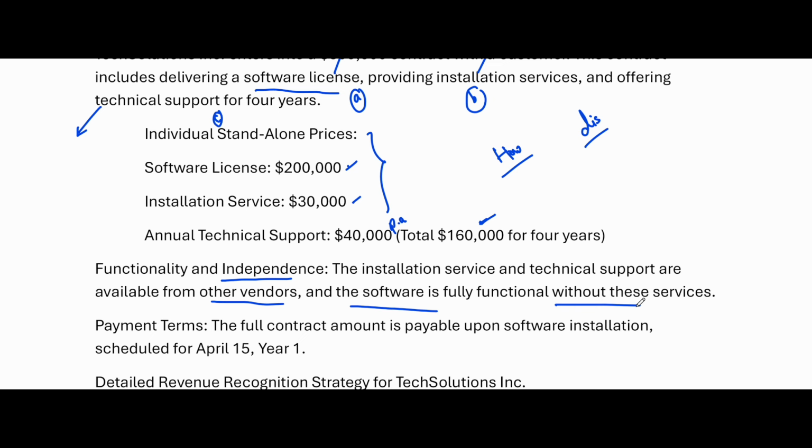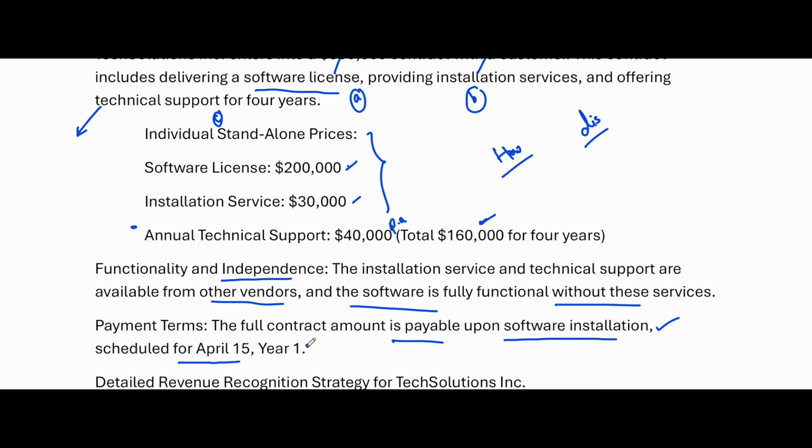Now what are the payment terms? The full contract amount is payable upon software installation, that is scheduled for April 15th, year 1. Understand? So please understand, the software technical support is per annum, but we enter in the middle of April 15th, approximately in the second quarter.